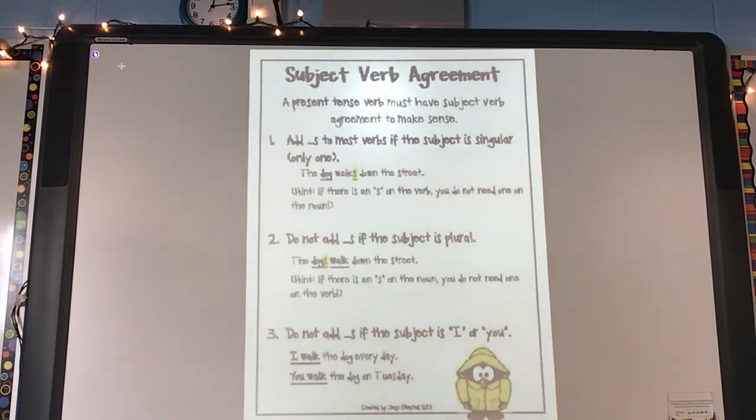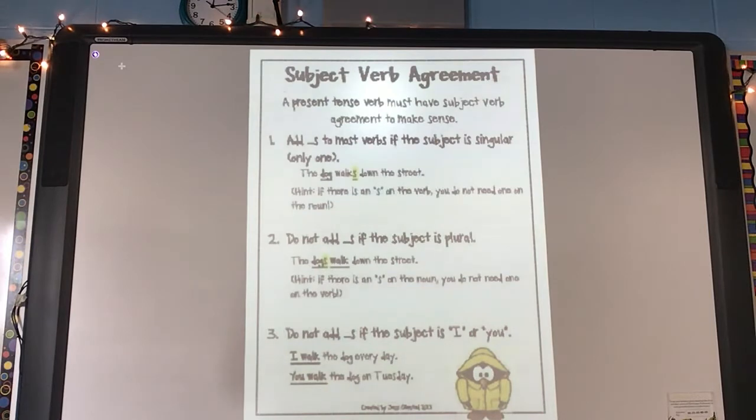You do not add an S if the subject is plural. So if I'm going to say more than one dog, so I'm taking dogs on a walk now, I just have walk with no S. The dogs walk down the street, okay?